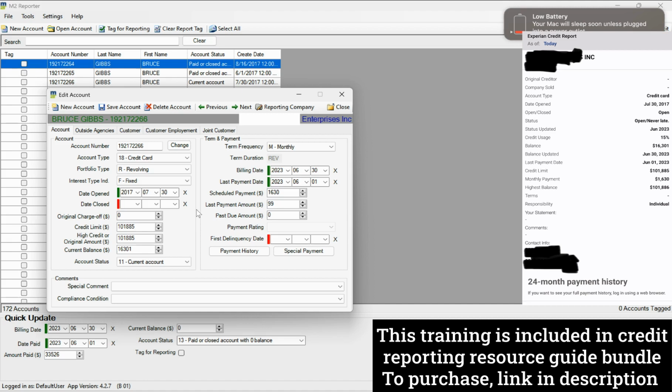All right. So date closed, next column. That's if it was a collection or something, the account was closed or something, right? But you want to have good positive trade lines on all of your client stuff. So you would just leave it blank because it's not closed, negative; it's open and it's positive, right? So original charge off, it's not a charge off, so you put 0.